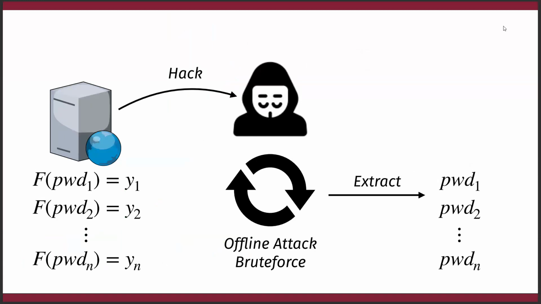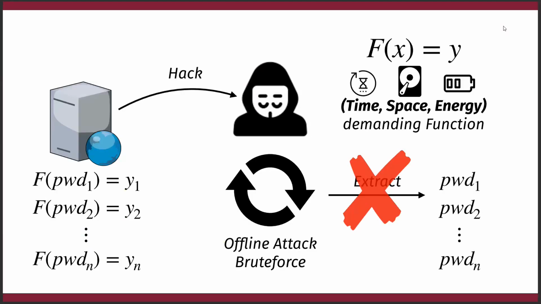So let's have an example. Suppose we have a database in which we store the hashes of some passwords. Now, if you get hacked, the adversary can start doing an offline brute force attack and extract the passwords. A way to block this attack is to use a resource demanding function, so a function that wastes resources. Now if the adversary doesn't have enough resources, you are safe. At least some of the passwords cannot be extracted.